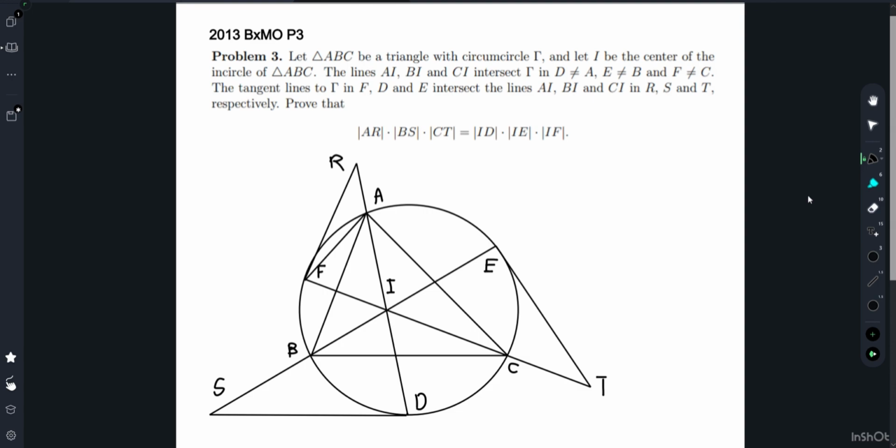Okay, so this is the diagram that I've drawn up beforehand. We will be using law of sines in our approach. Obviously, power of a point and similar triangles could be useful, but we're just going to be doing law of sines today. So let's take a look at AR.